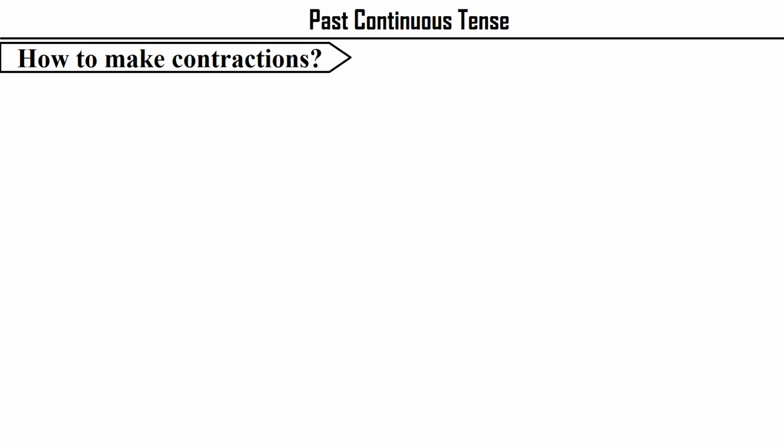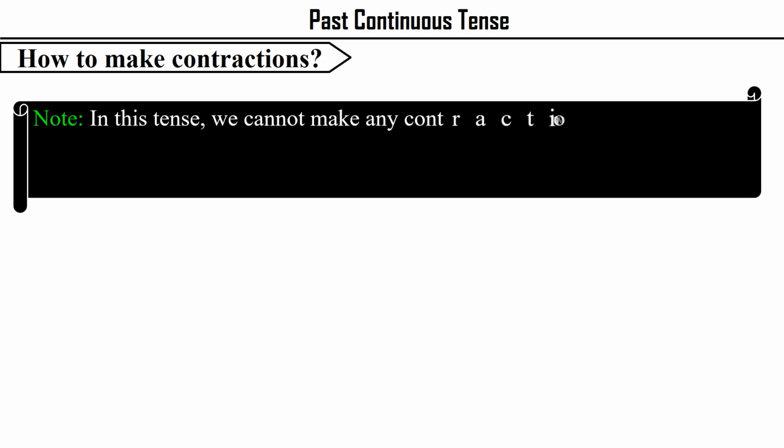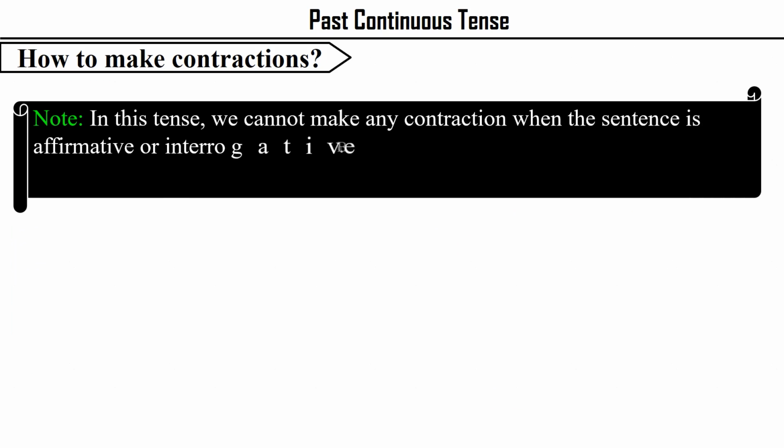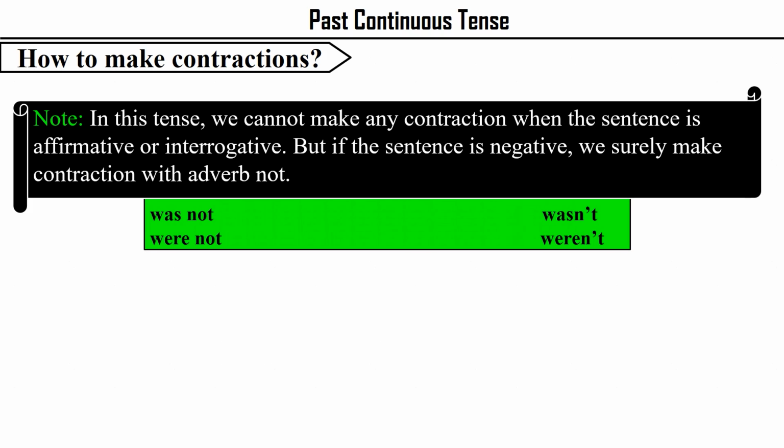How to make contractions. Note, in this tense, we cannot make any contraction when the sentence is affirmative or interrogative. But if the sentence is negative, we surely make contraction with adverb not. We contract was and were with adverb not. Was not becomes wasn't. Were not becomes weren't.